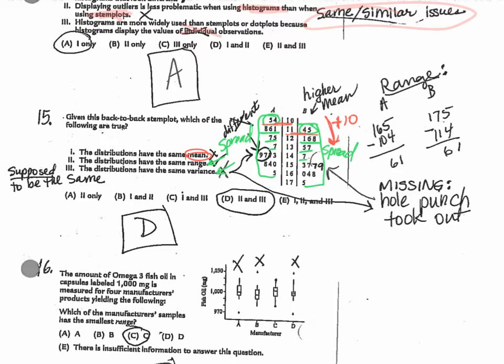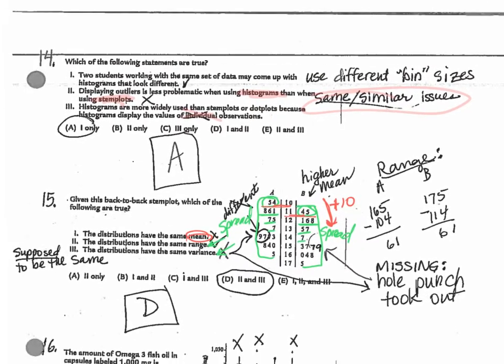Okay, yes, question? On 14, how is 2 not true? Because they're similar. If anything, it would be the other way around, because with histograms, you can't see the individual data values. So if anything, it might be a little. On this, I just see numbers. I don't see outliers.